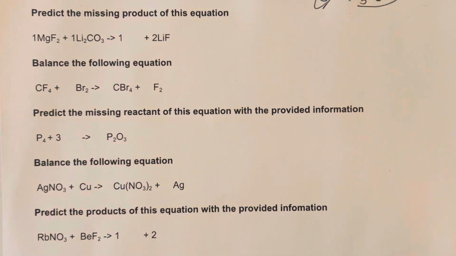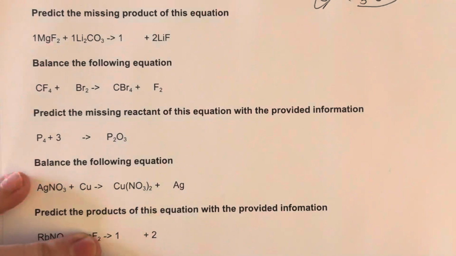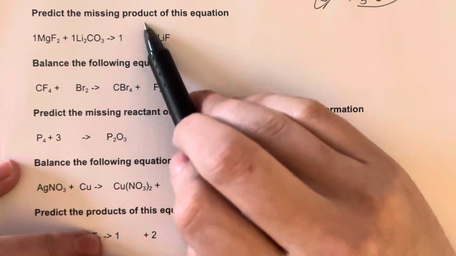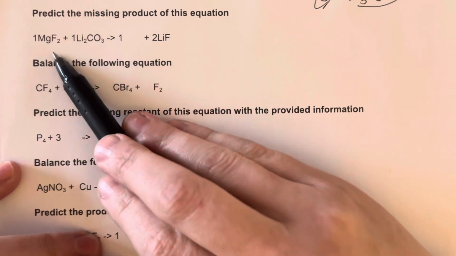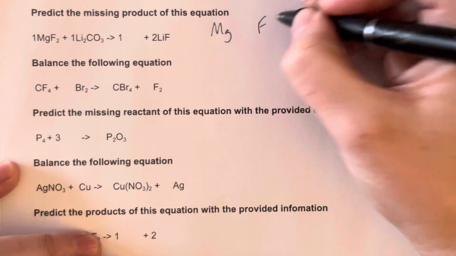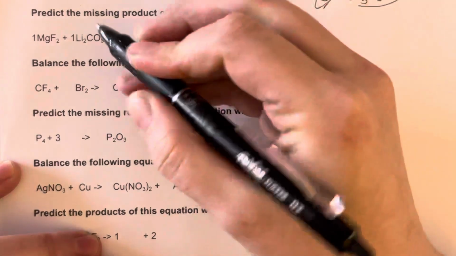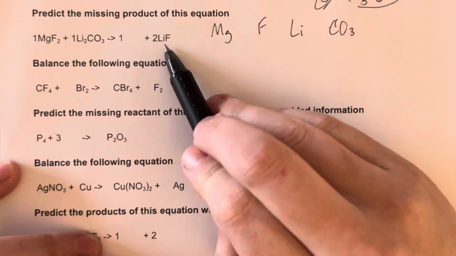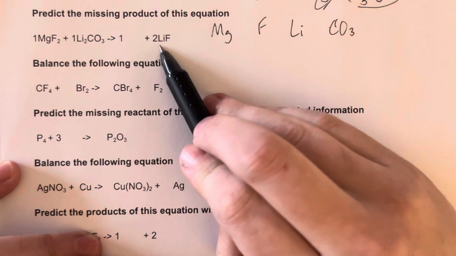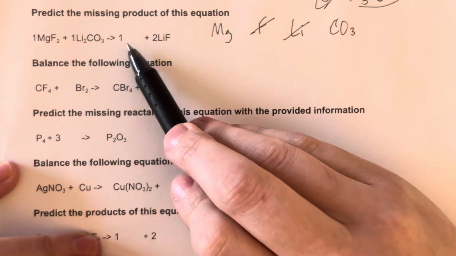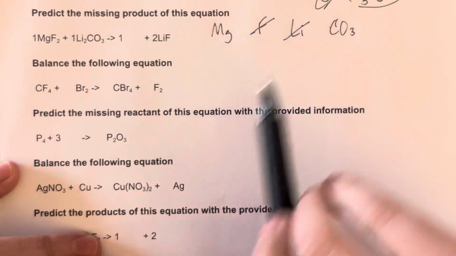Predict the missing product of this equation. So the thing that we need to do whenever we are predicting a missing piece of an equation is we're going to look to see who is present. So I can see magnesium, fluorine, lithium, and then carbonate, CO3. On the right-hand side, lithium and fluorine are already accounted for. So that means that my missing compound is just going to be the things that are unaccounted for.